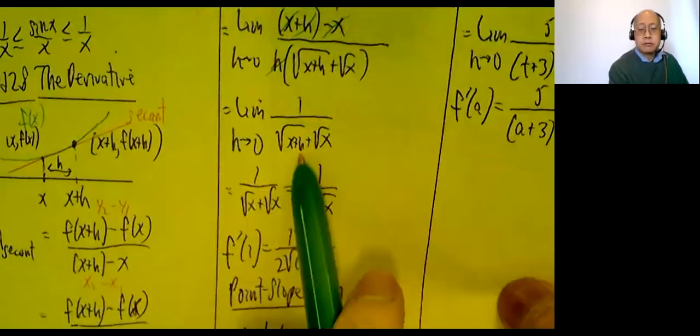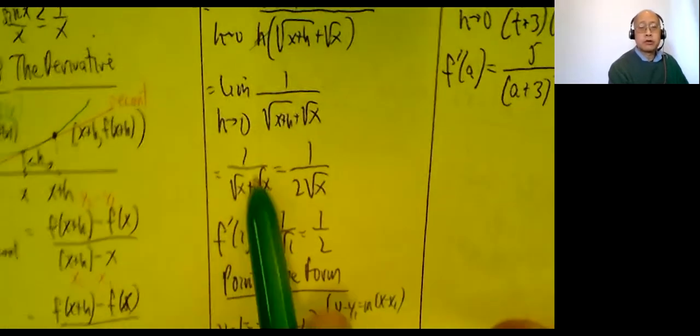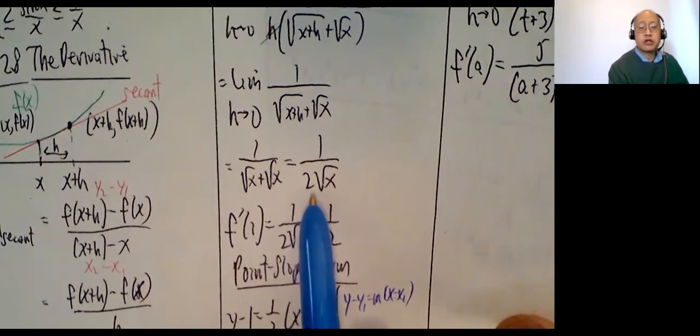Now I plug in 0. So once you plug in, you don't have to write the lim anymore. So don't write lim, 1 over radical x plus radical x, which is 1 over 2 radical x. Okay, your final answer should not have a lim.